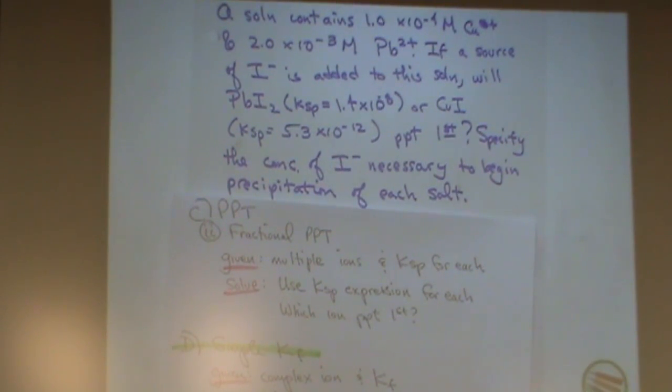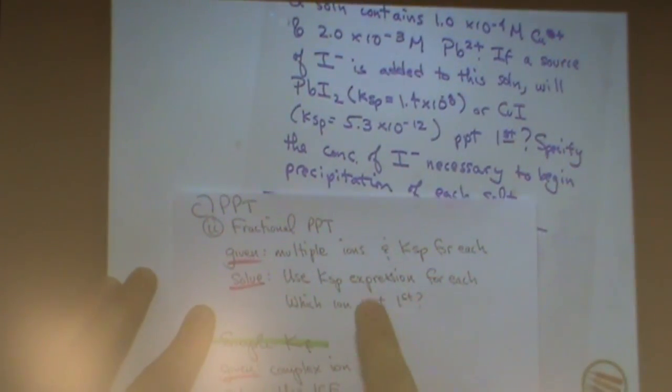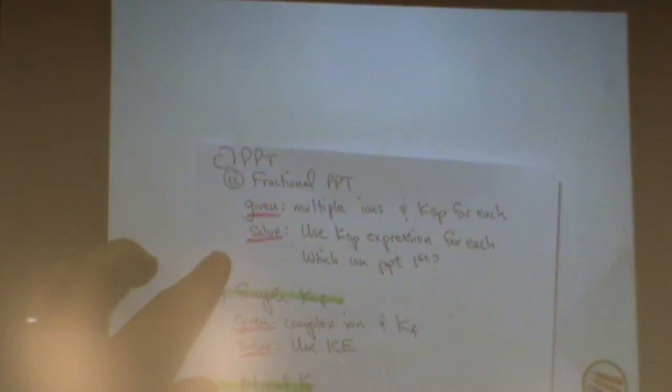Once you see copper and lead, there's more than one cation in this case. Notice that we're adding an anion, the iodide. So that's the clue. You've got multiple cations and you're adding an anion, or vice versa could be true: you have multiple anions and you're adding one cation. It'll be asked like which one precipitates first, stuff like that. This one you use Ksp for each one to solve. I think I mentioned that.